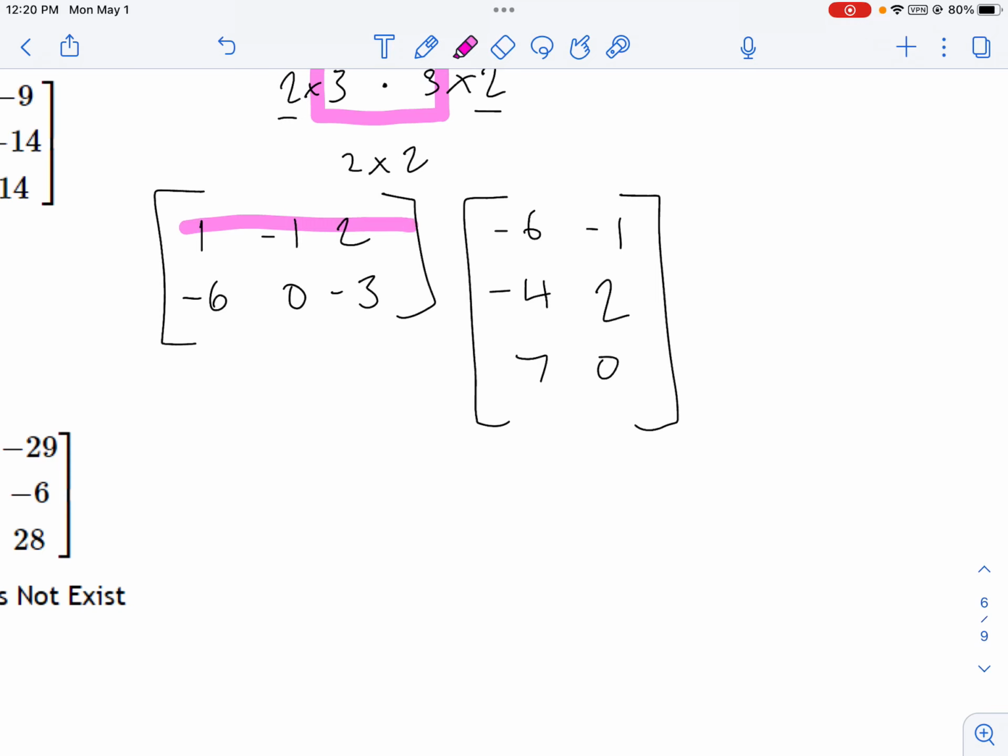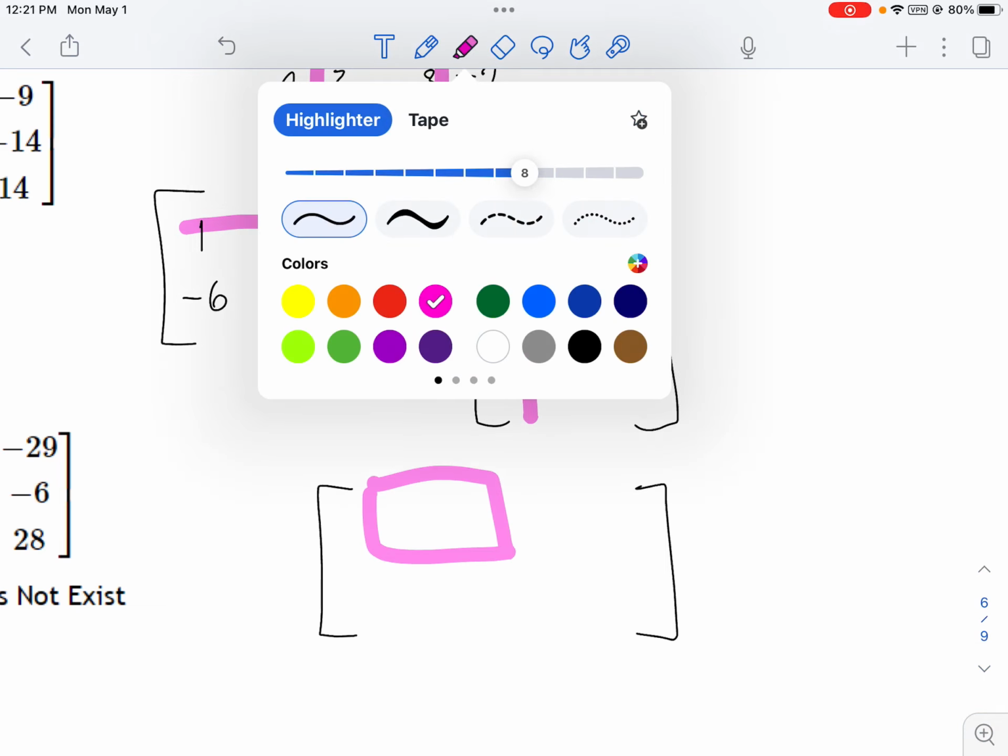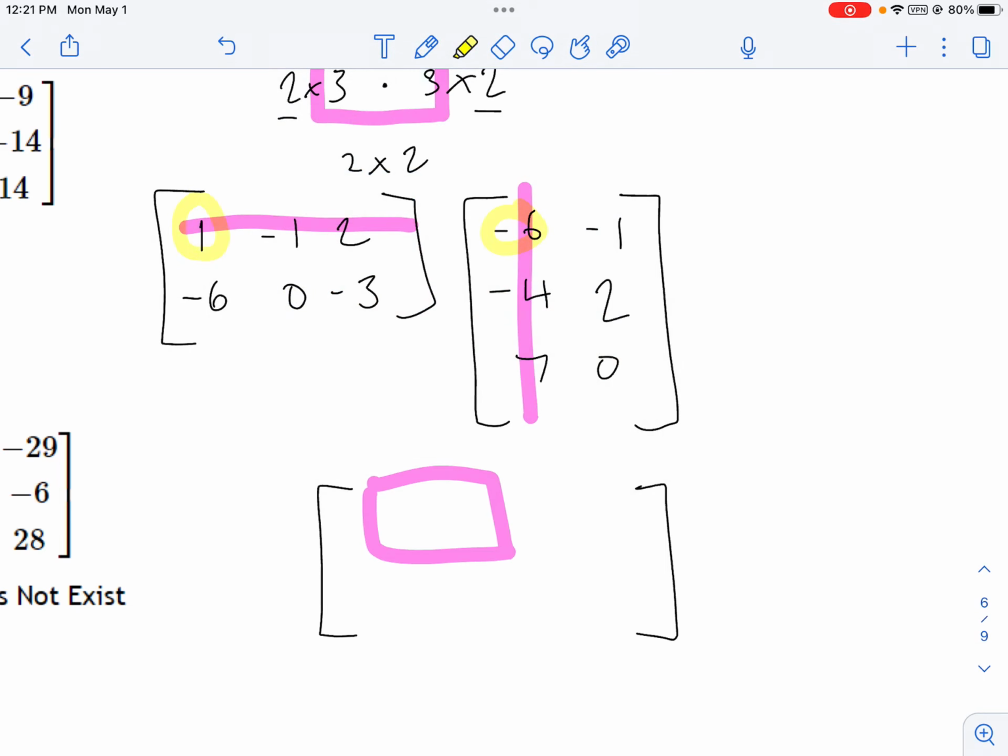So we do first row, first column, and that will be the first entry of our 2 by 2 matrix. That'll be entry number 1. Okay, so all we do is we match the first with the first. So we have 1 times -6, which is -6, plus your second times the second. -1 times -4, 4, plus the third times the third, which is 2 times 7, which is 14. And then you just add those all together, and that's your first entry.